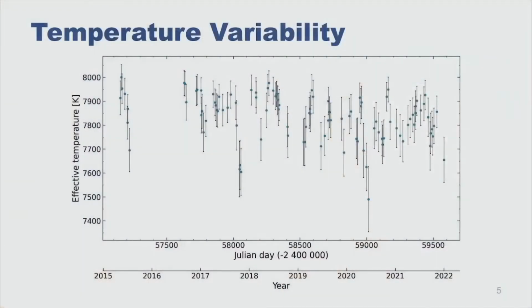So here we can see some temperature data from Tartu Observatory taken with the 1.5-meter telescope. And the temperature was found based on a couple of temperature-sensitive spectral lines, namely neutral calcium and ionized iron line. And we can see that over the last about 7 years, the temperature has remained quite stable, about 7,900 Kelvin.